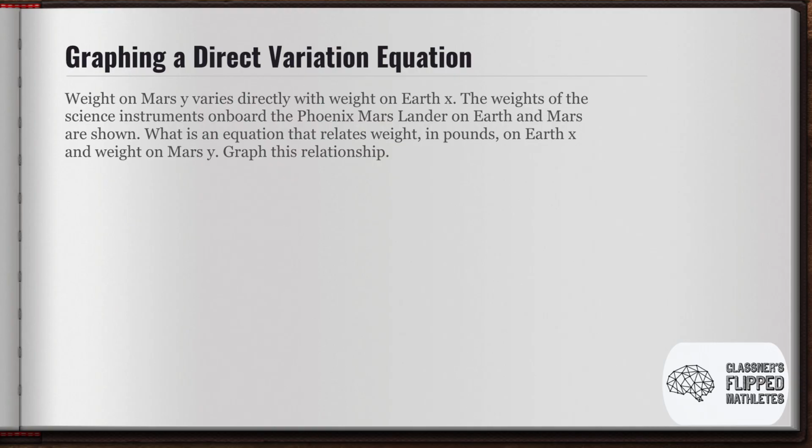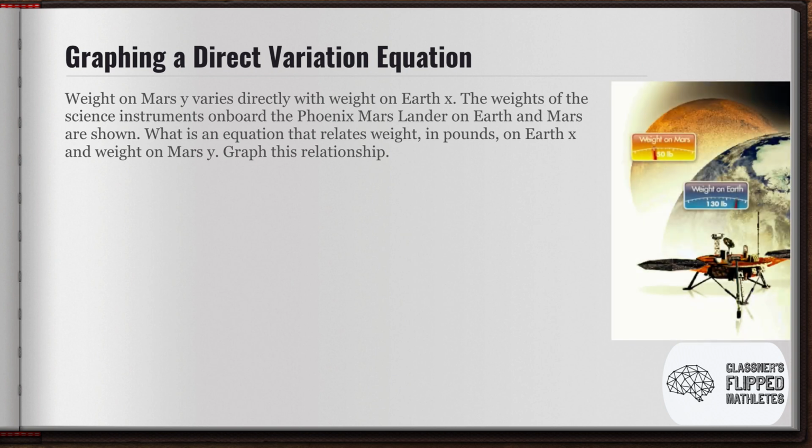The last thing we're going to cover is graphing a direct variation equation, and we'll do this through a real-world example. The weight on Mars, let's call it y, varies directly with the weight on Earth, let's call that x. The weights of science instruments aboard the Phoenix Mars lander on Earth and Mars are shown in this picture. So the weight of something on Earth is 130 pounds. The weight of that same thing on Mars would only be 50 pounds. What is the equation that relates weight in pounds on Earth and weight on Mars, and then graph this relationship?